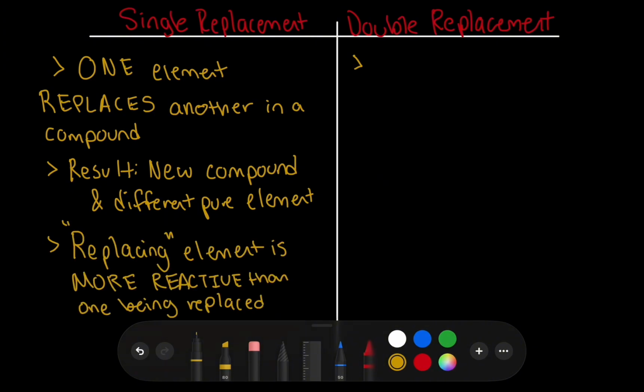Okay, now let's talk about double replacement. A double replacement reaction is when two ionic compounds in a solution exchange their positive ions, or cations, or negative ions, also known as anions, to form two new different ionic compounds.